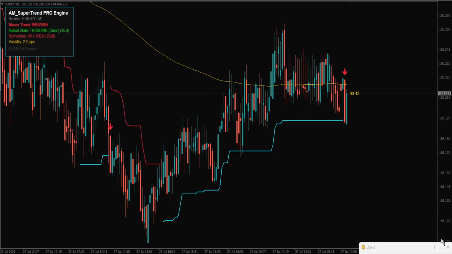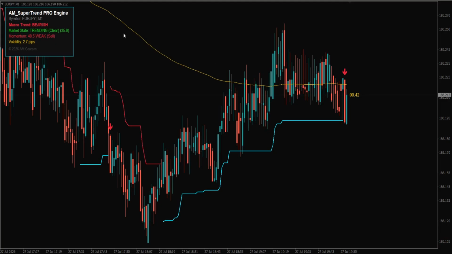Now let's go back to the chart and wait patiently for the next clean setup. Now I want to show you something different, and I want you to pay close attention, because this is the trade you are not supposed to take. A sell arrow has printed. Macro trend says bearish. Market state says trending. So far, 2 boxes ticked.